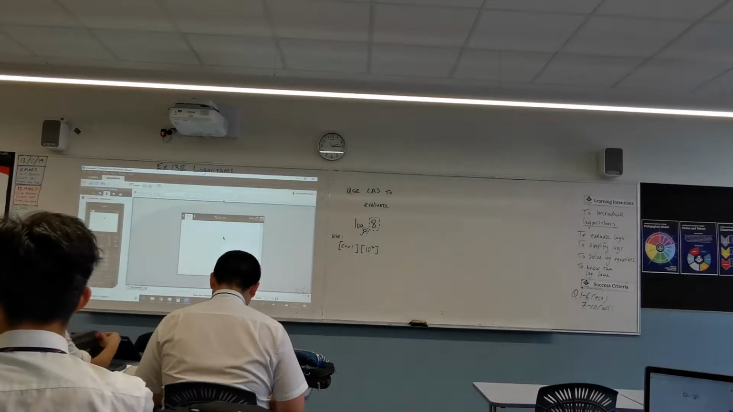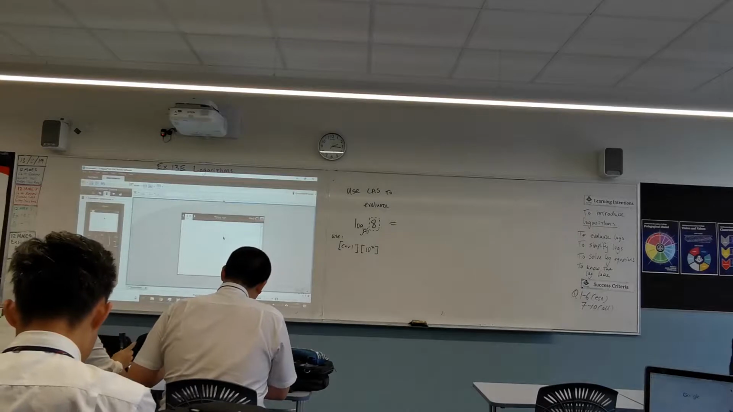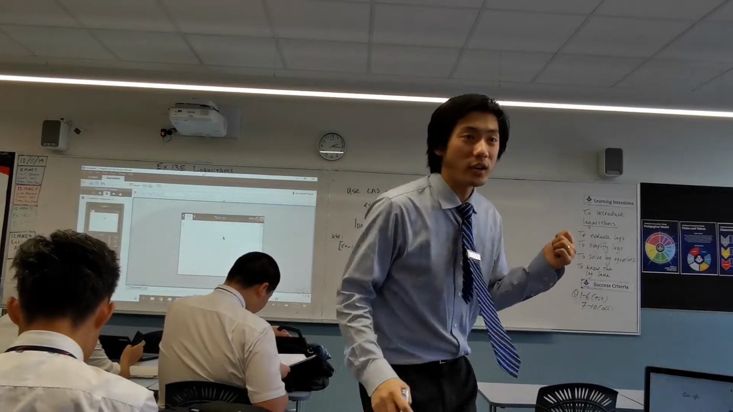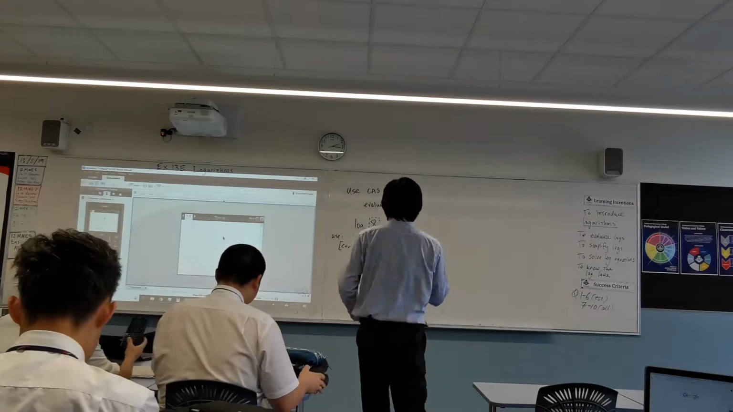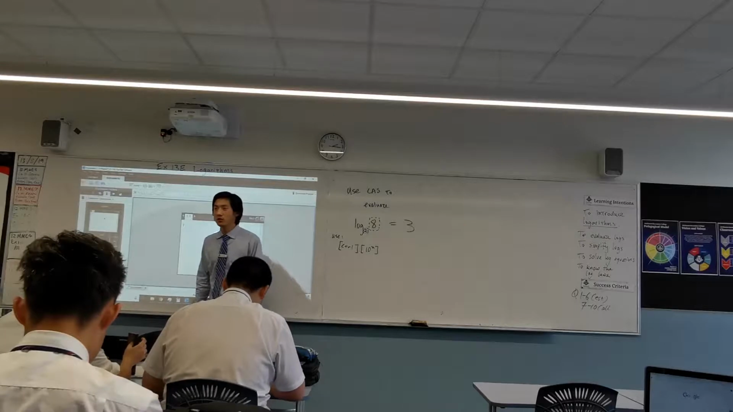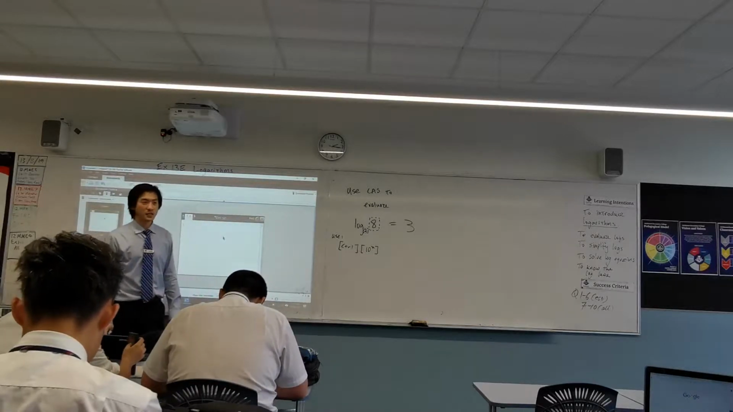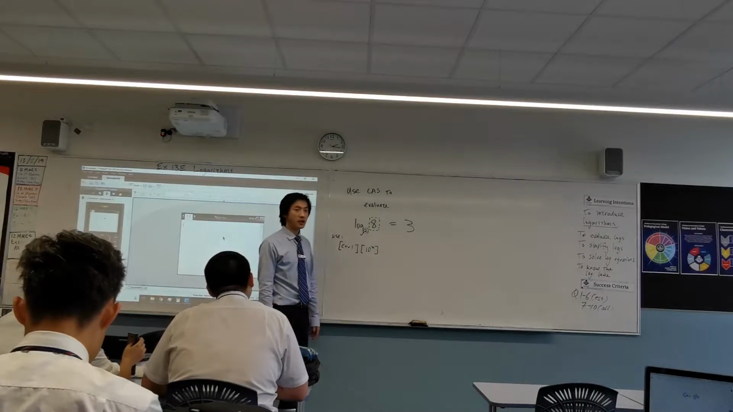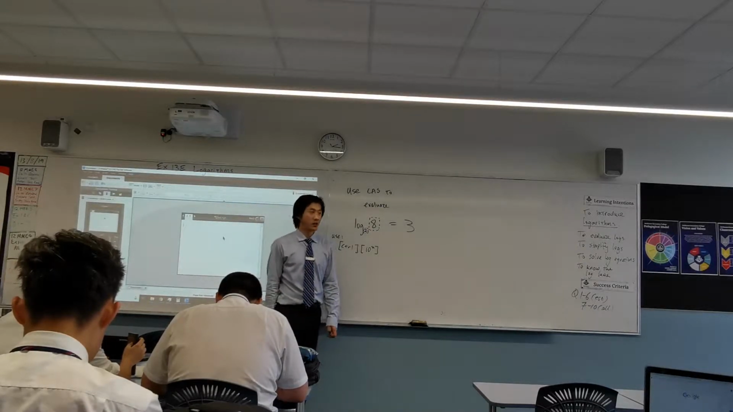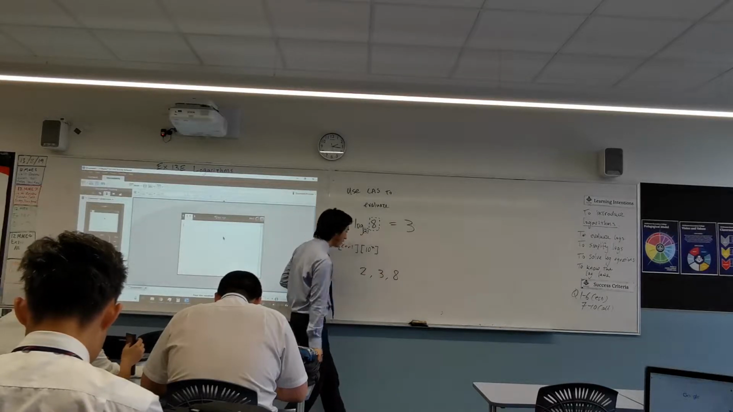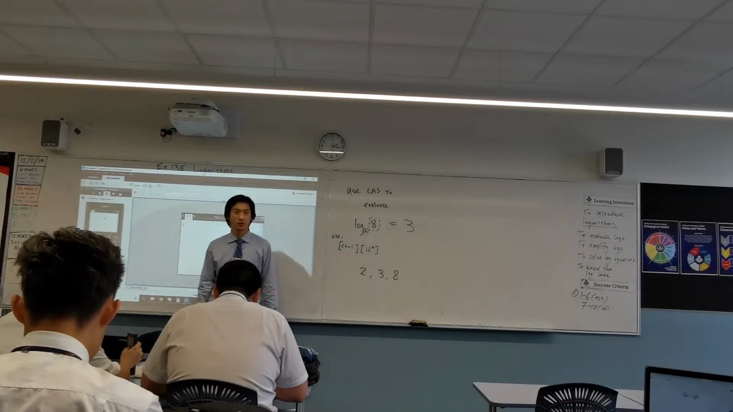Have you got your calculator? Have you put that in as well? What was your answer? 3. 3, okay. So the answer is 3, which means somehow all of these numbers are related. And the big hint there is that the current chapter we're doing is indices and logarithms. So there's a 2, there's a 3, and there's an 8. Obviously it's not 2 times 3 or 2 plus 3.